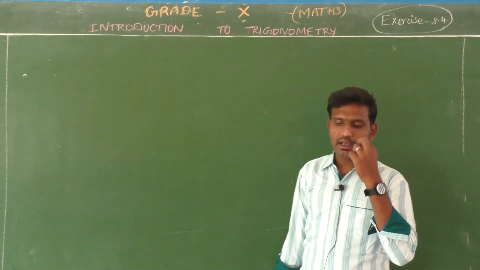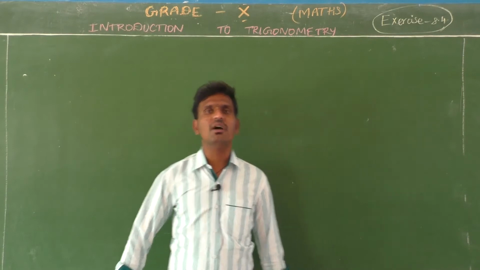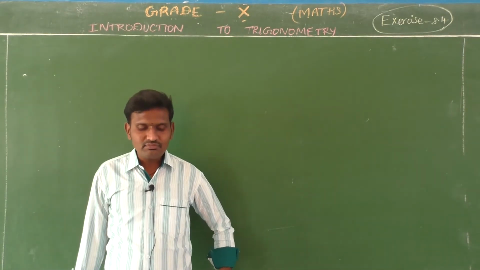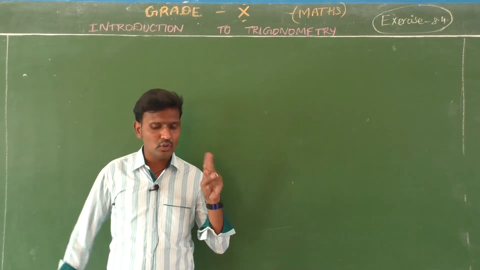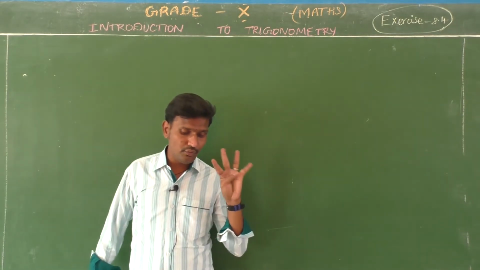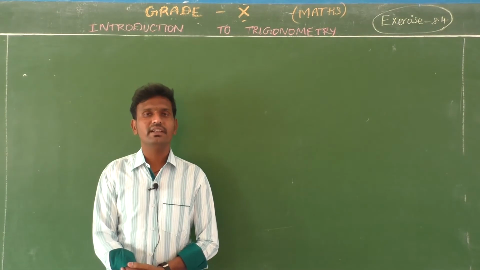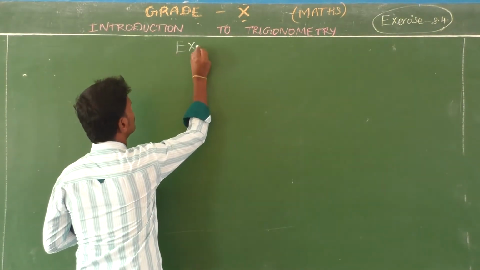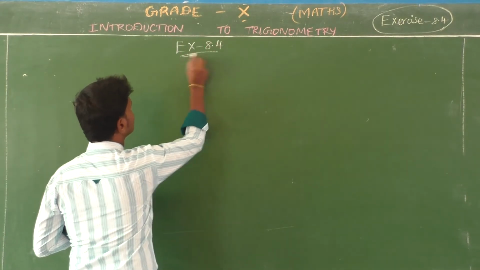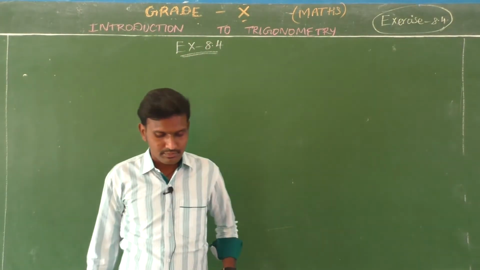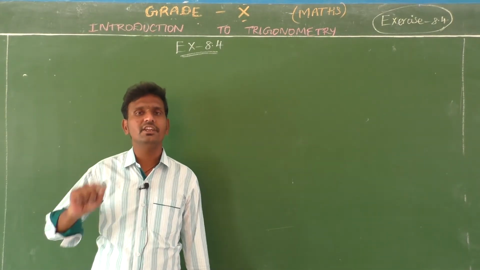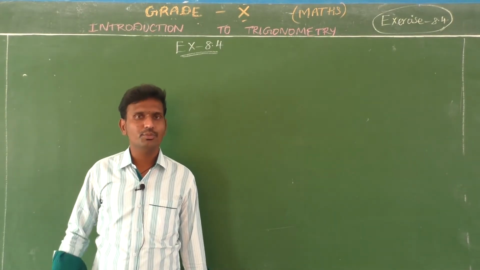Exercise 8.4 also, some of the questions we already completed in your previous class. That is question numbers 1, 2, and 4. So these three questions are completed. In exercise 8.4, the third question, evaluate, is also a deleted portion for you, so you don't need to prepare it.